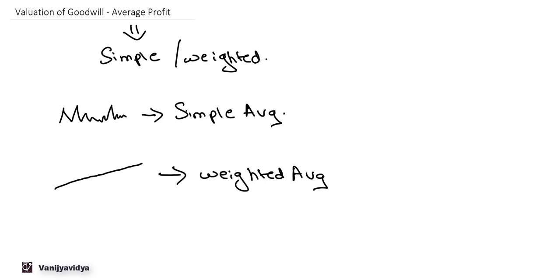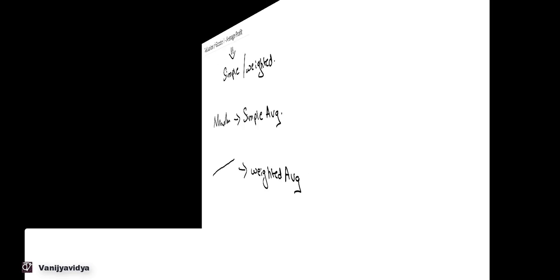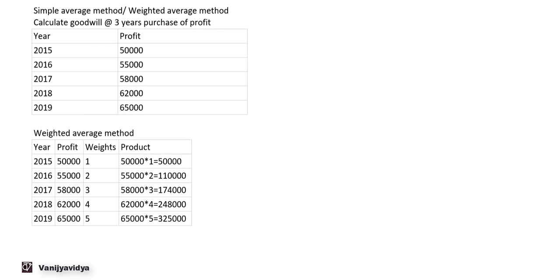So let us see one example. Simple average method or weighted average method. Calculate the goodwill at 3 years purchase of profit. Now 3 years purchase of profit is whatever is the profit that we get, we have to multiply it by 3 to get the value of the goodwill.